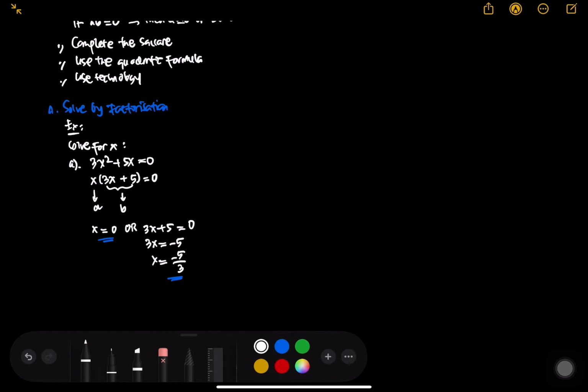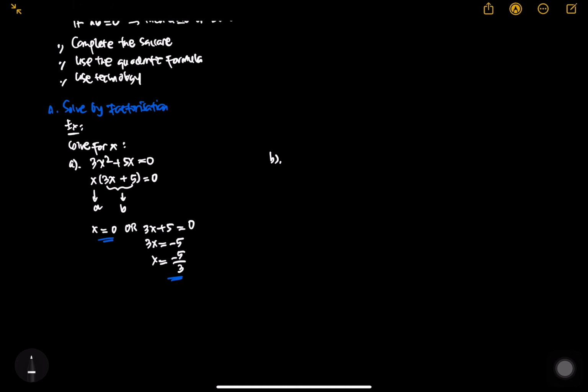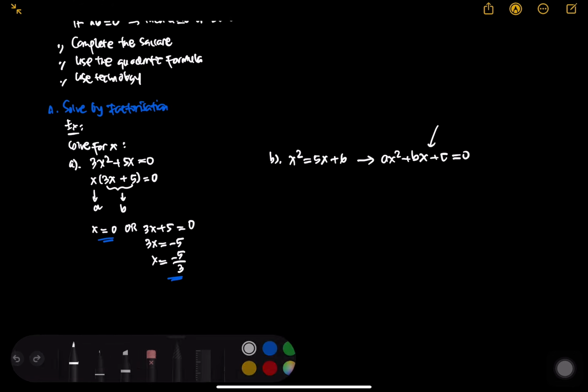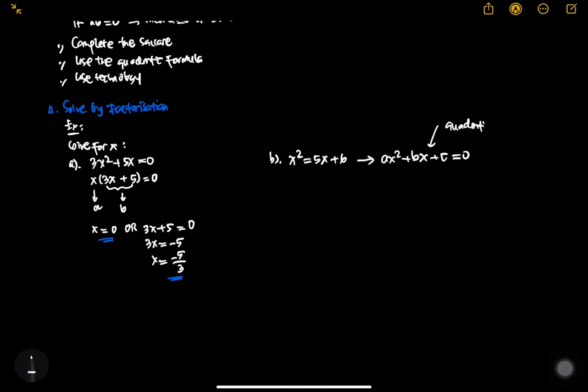The next example, B. x squared equals 5x plus 6. How can we solve this? Again, it needs to go with the form of ax squared plus bx plus c equals 0. So this is the quadratic equation.